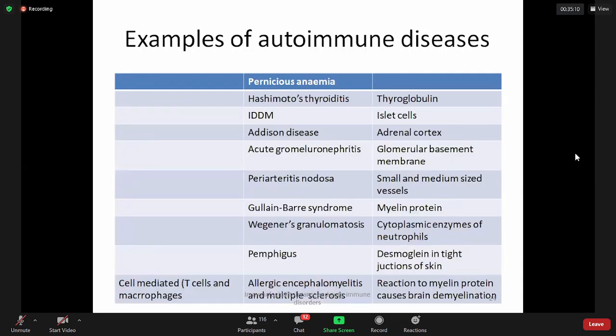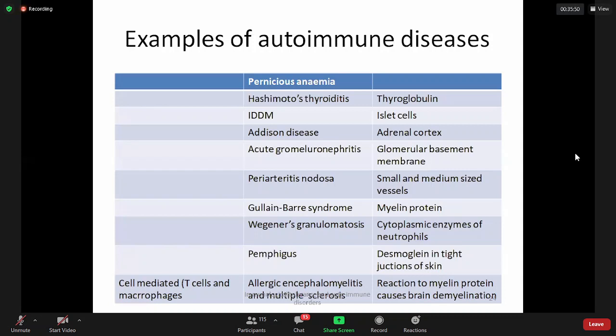Hashimoto's thyroiditis is associated with the presence of thyroglobulin antibodies. Insulin-dependent diabetes mellitus is associated with the presence of autoantibodies against the islets of Langerhans. Addison's disease occurs if someone has autoantibodies against the adrenal cortex. Acute glomerulonephritis occurs if someone has autoantibodies against the basement membrane. This is very common in people who have hepatitis B. Periarteritis nodosa affects small and medium-sized vessels. This is also very common in people who have hepatitis B.